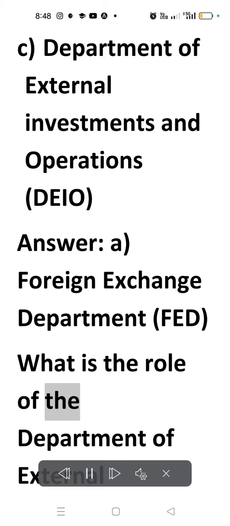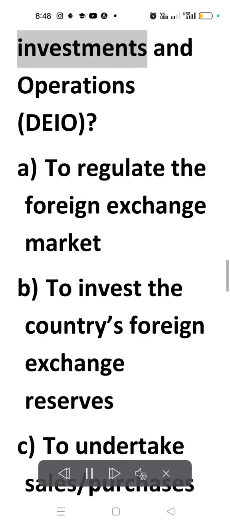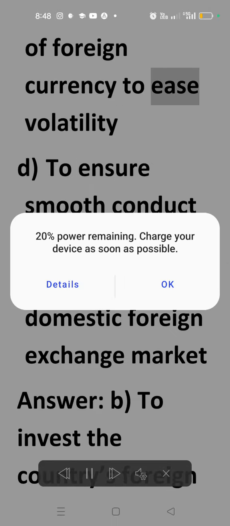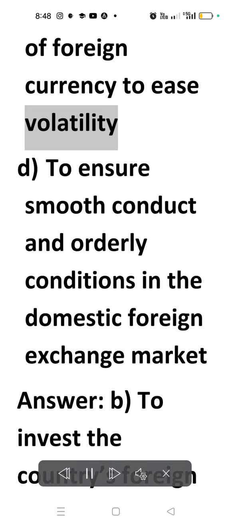What is the role of the Department of External Investments and Operations, DIO? To regulate the foreign exchange market. To invest the country's foreign exchange reserves. To undertake sales purchases of foreign currency to ease volatility. To ensure smooth conduct and orderly conditions in the domestic foreign exchange market. Answer B. To invest the country's foreign exchange reserves.